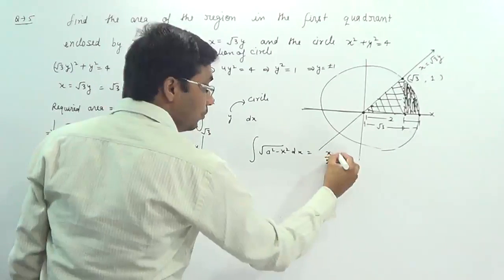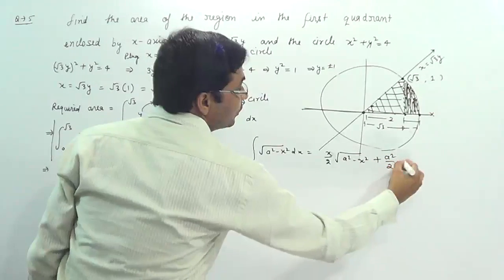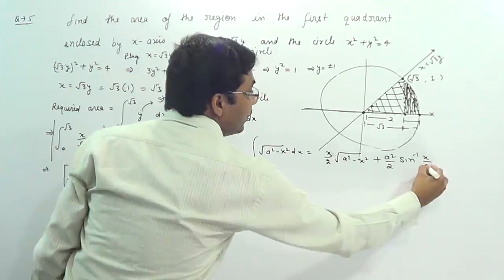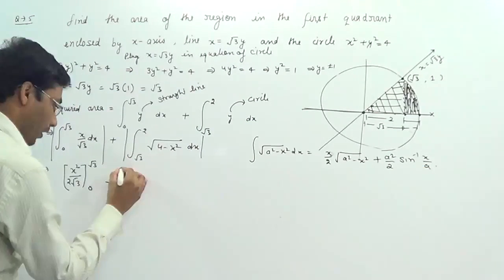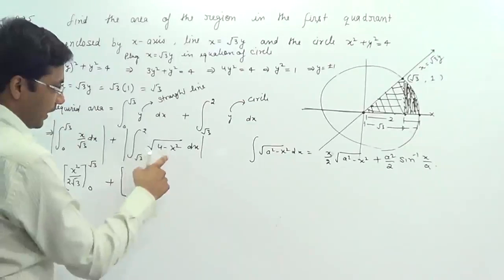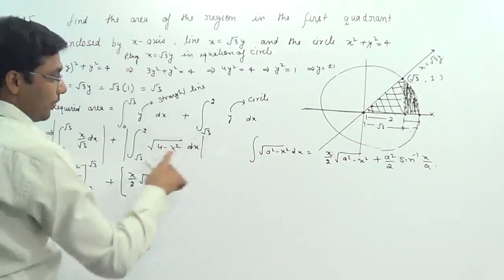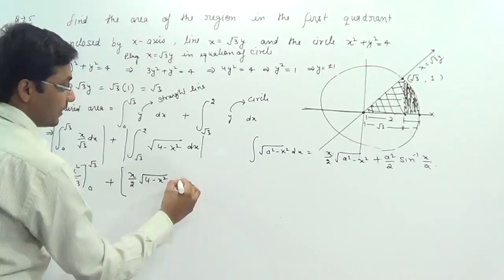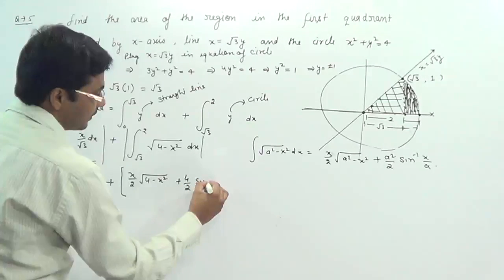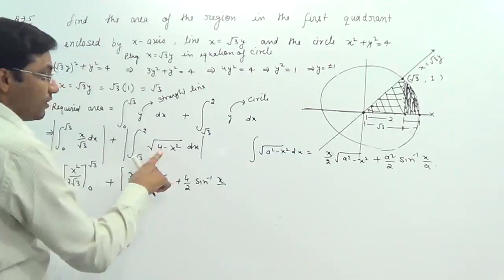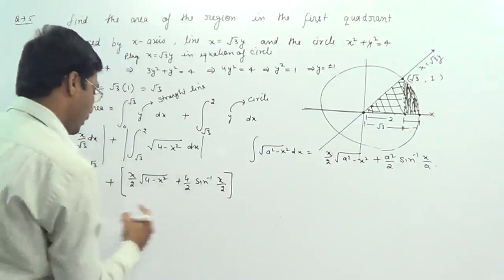x upon 2 under root a square minus x square plus a square upon 2 sine inverse x upon a. So use this formula. x is x divided by 2 root, what is the value of a square? a square is equal to 4, so we get 4 minus x square plus a square is 4 sine inverse x upon a. A square is equal to 4, so the value of a will be root 4. Root 4 is equal to 2.